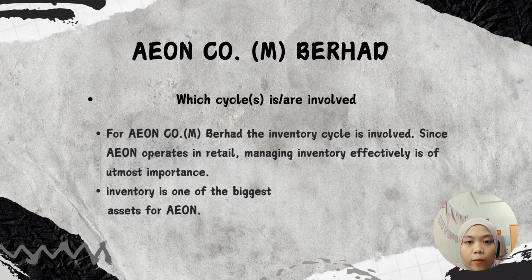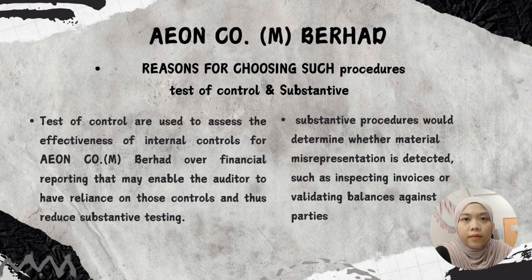Auditors must verify whether the inventory exists and is correctly valued, ensuring accurate financial reporting. Auditors perform a combination of tests of control and substantive procedures to address identified risks. For tests of control, assess the effectiveness of AEON's internal process. For example, auditors might test whether purchase orders are properly authorized. If controls are effective, they reduce the need for extensive substantive testing.